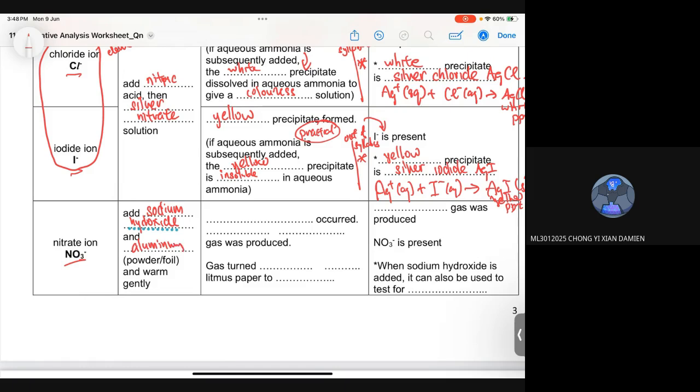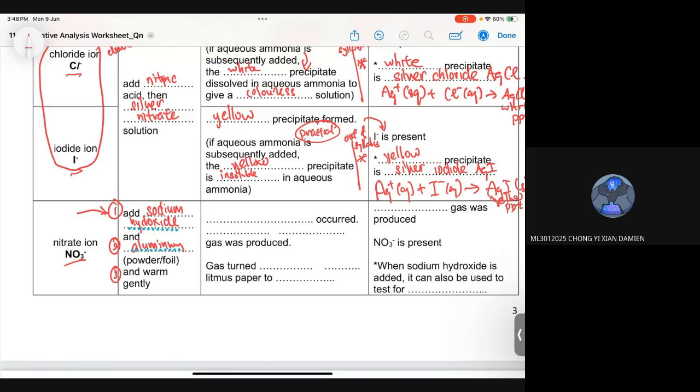Or aluminium powder. So you can see I add sodium hydroxide, add aluminium. After that, you must warm gently. So there's 3 things to do to test for your nitrate. I say again, there's 3 things to do to test for nitrate: sodium hydroxide, aluminium, and then warm gently. Now, the interesting thing is this. You realize in step 1, you added sodium hydroxide.